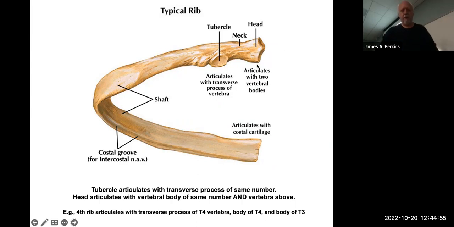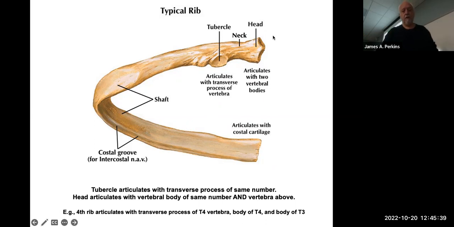The larger inferior surface of the head articulates with the body of the vertebra that has the same number. So again, if this is rib 4, this larger inferior joint surface is articulating with the body of the T4 vertebra. The smaller superior articulating surface actually articulates just a little bit with the vertebral body immediately above it. So again, if this is the fourth rib, the larger surface is articulating with the body of T4, but that smaller superior surface is articulating with the body of T3.